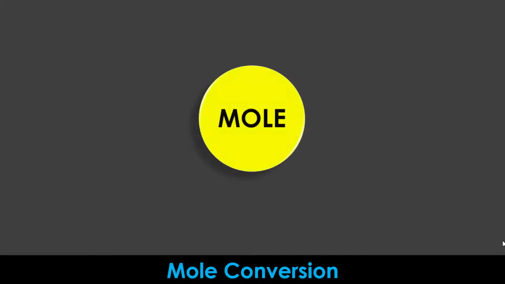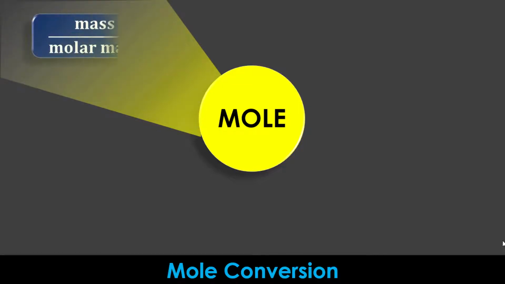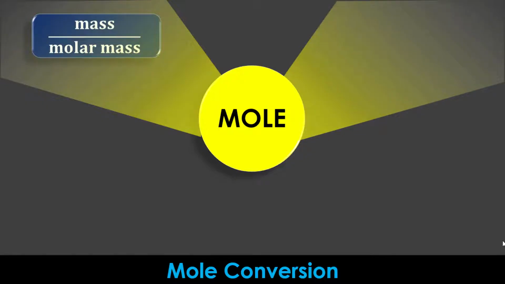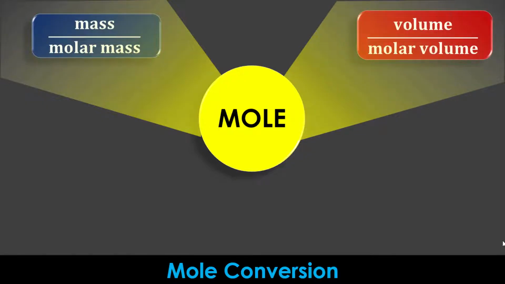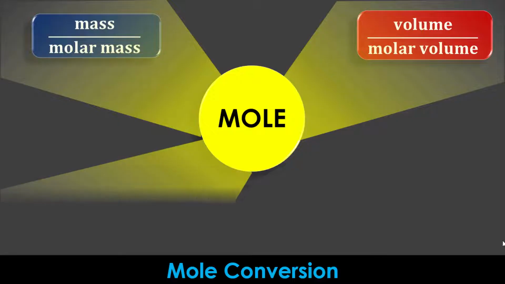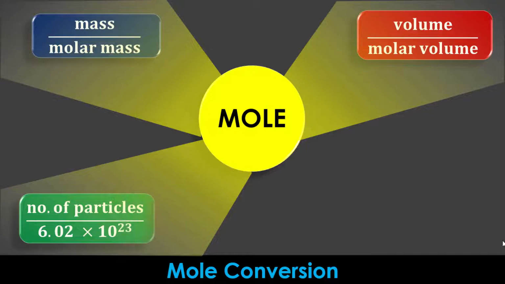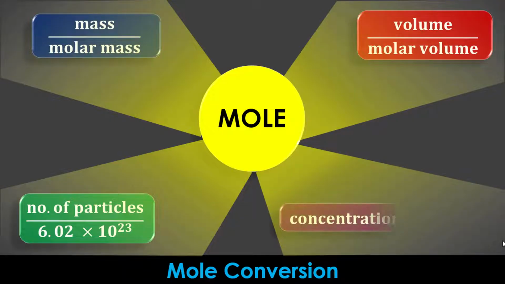To convert mass to mole, we use the formula mass in grams over molar mass in grams per mole. And to convert volume to mole, we use the formula volume in dm³ over molar volume in dm³. Similarly, to convert number of particles to mole, we use the formula number of particles divided by Avogadro's number. And finally, to convert concentration of a solution to mole, we use the formula concentration in moles per dm³ by volume in dm³. It's now time to look at some examples on mole conversions.